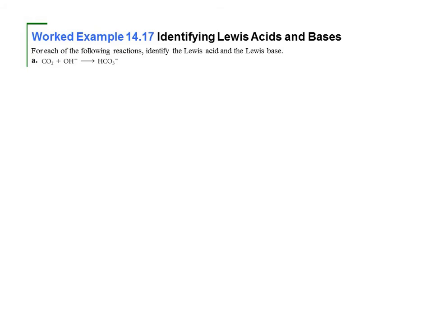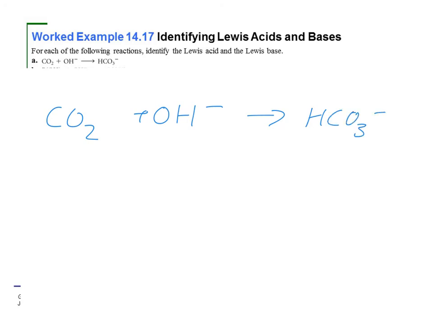All right, for each of the following reactions, identify the Lewis acid and the Lewis base. So we have the reaction of carbon dioxide with hydroxide to form the bicarbonate ion. It's easier to spot very often the Lewis base. We see right away that we have a negative charge, a clue that this has a lone pair of electrons.